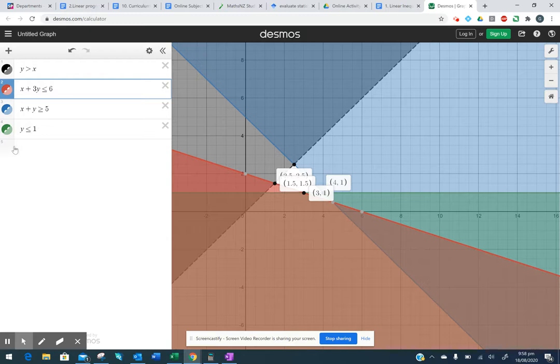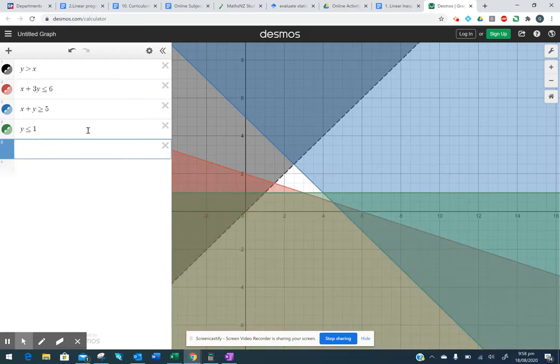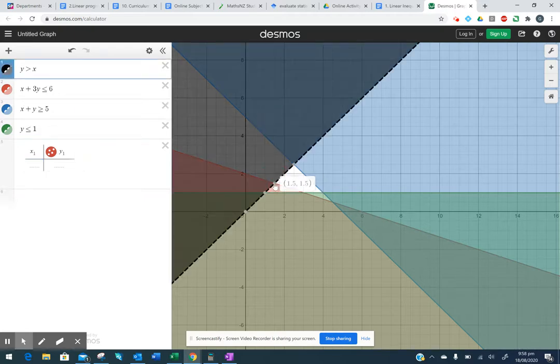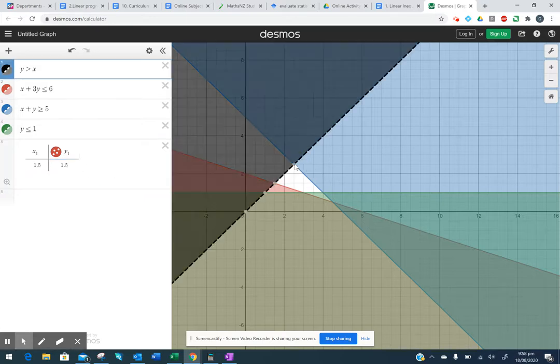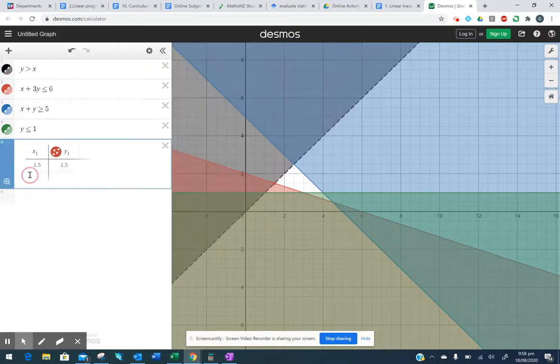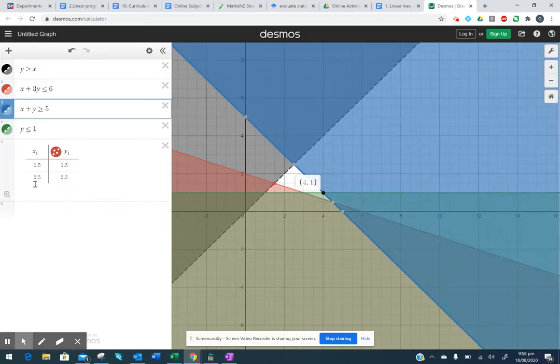So down here in box number 5, I'm going to say I want to add a table. And what I'm going to do is I'm going to find those coordinates out again, and this time I'm going to type them into the box. Notice how the color changes. So this one was 2.5, 2.5. This one was 4, 1.